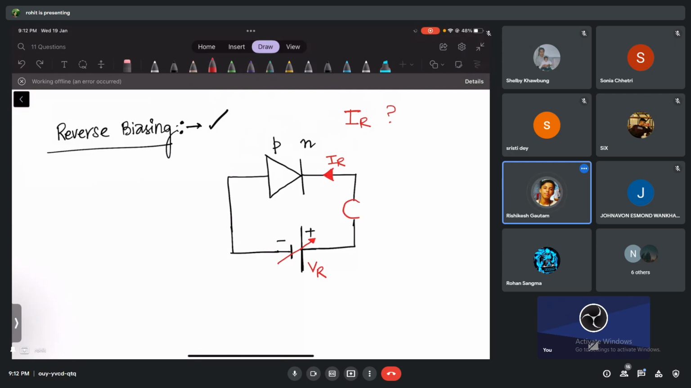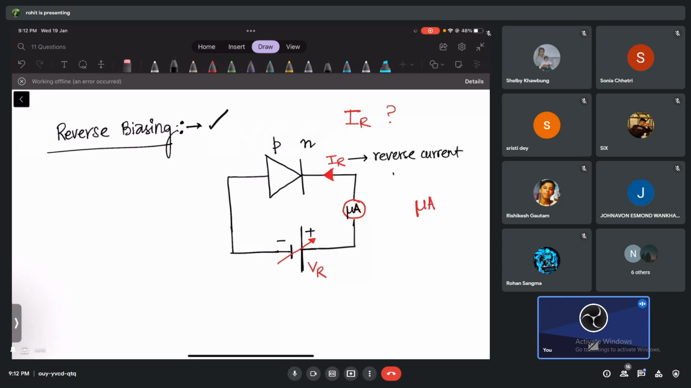Ammeter. Okay, but let me be clear this time. Will I use milliamperes or microamperes this time? I think you can understand which one to use. Micro, 10 to power minus 6. Okay, microamperes. Why? Because what kind of current am I getting now, guys? Very, very small reverse current. Is reverse current due to majority charges or minority charges? Minority. So it's going to be very, very small, of the order of 10 to the power minus 6 amperes. Okay, I think we are clear with this one. Is it okay, all of you guys?